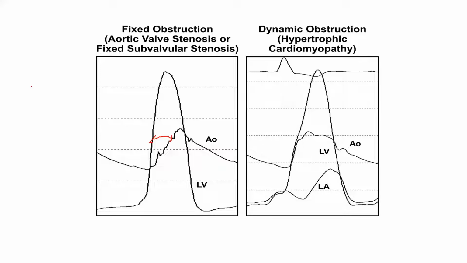In case of HOCM, there is a spike and dome, and the pulse is... Very good. Here, the pulse looks like a spike, which is here. This is the spike. And the dome. So it looks like this. You have a spike and dome. You agree? The spike and dome is characteristic of HOCM.